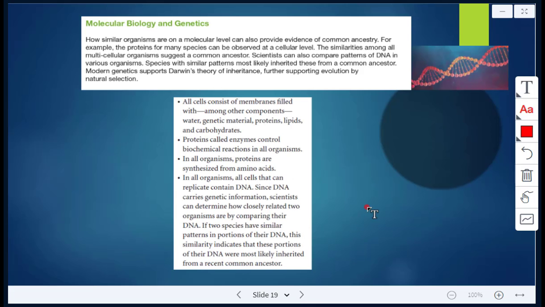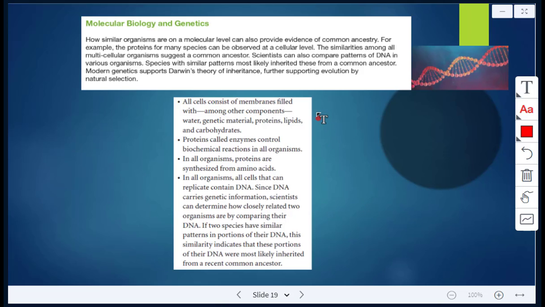Next was molecular biology and genetics. So how similar organisms are on a molecular level can also provide evidence of common ancestry. For example, proteins for many species can be observed at a cellular level, and similarities among all multicellular organisms suggest a common ancestor. Scientists compare patterns of DNA in various organisms, and species with similar patterns most likely inherited those from a common ancestor. Modern genetics supports Darwin's theory of inheritance, which further supports evolution by natural selection.